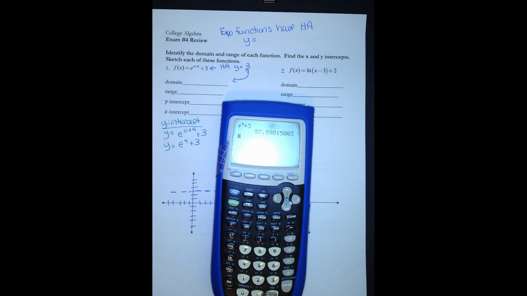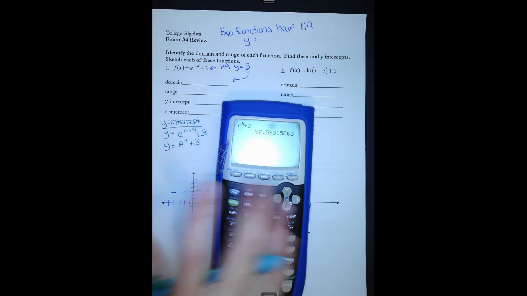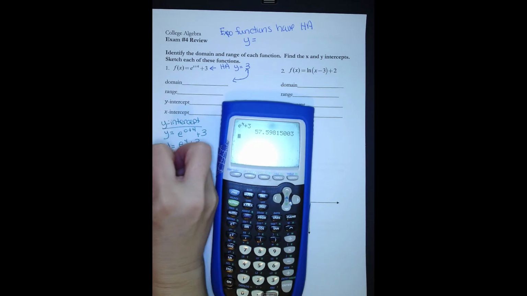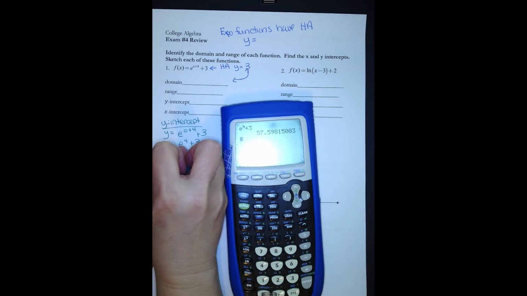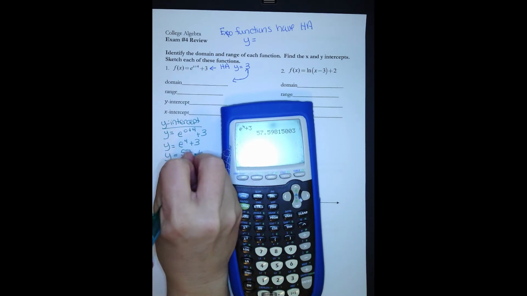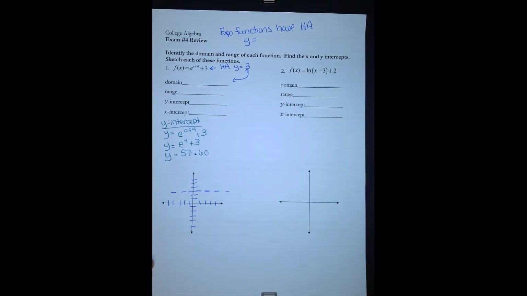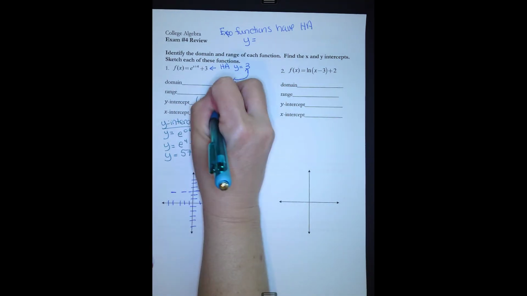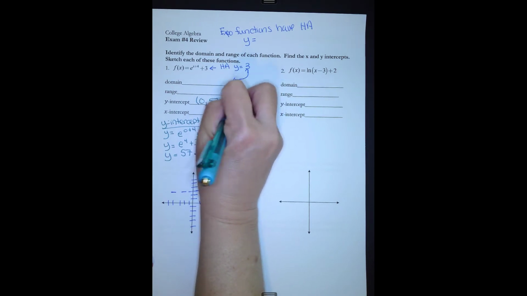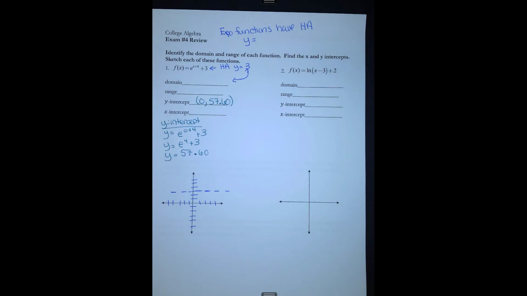And then we like to round things to the nearest hundredth. And remember, intercepts are ordered pairs. So y equals 57.60. And then our intercept as an ordered pair would be 0, 57.60. So now we're going to go ahead and find our x-intercept.